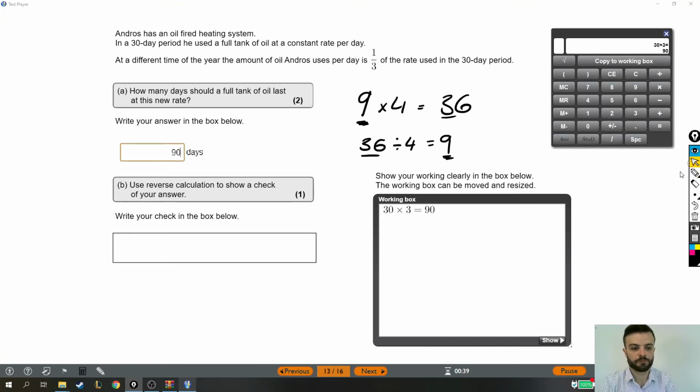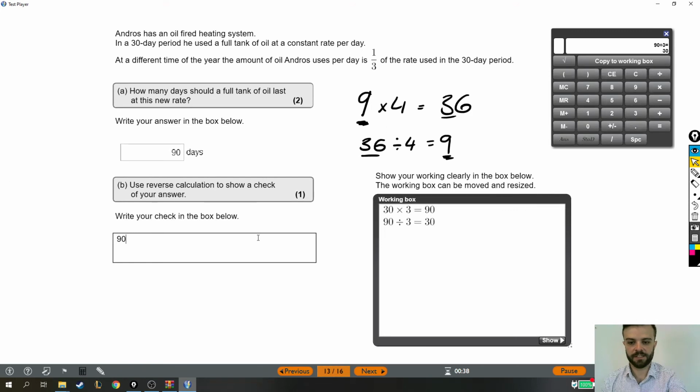So we need to find a way of doing a reverse calculation of what we've done in our working out box here. So we are going to start with our answer, which was 90. Instead of timesing by 3, we're going to divide by 3. And we're hoping that when I press equals, we get 30. We do, so there is my reverse check. Now, just because it does say write your check in the box below, I am going to write it out in there as well as having it in the working box.